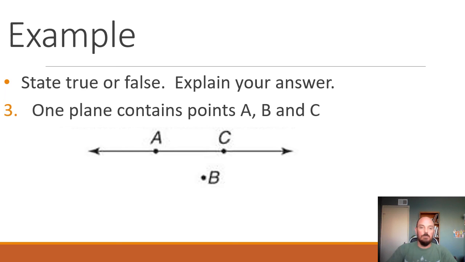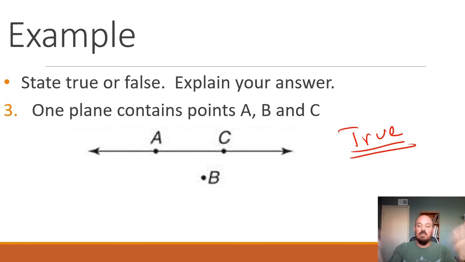True or false again. This time I gave you the picture. I said true or false. One plane contains points A, B, and C in this picture below. So I have 3 points, A, B, and C. I can tell they're non-collinear because A and C are on that line, B is not. So these are 3 non-collinear points. So is there exactly one plane that contains those 3 points? Yeah, that was one of our postulates too. So I'm going to say true for this one.